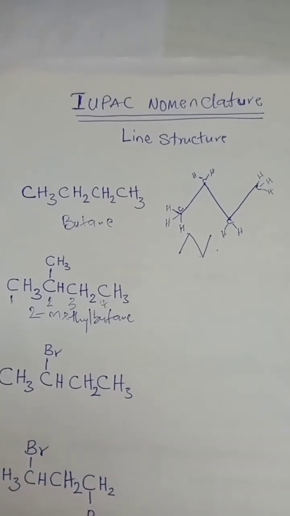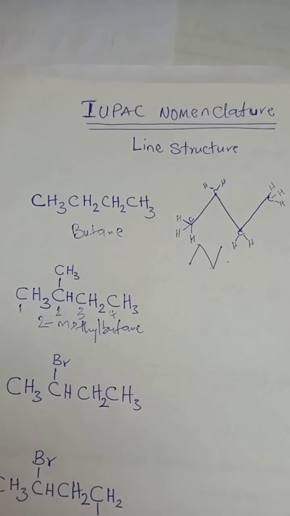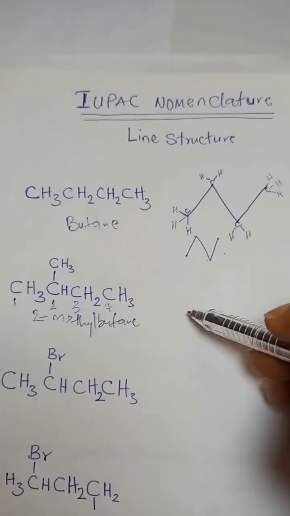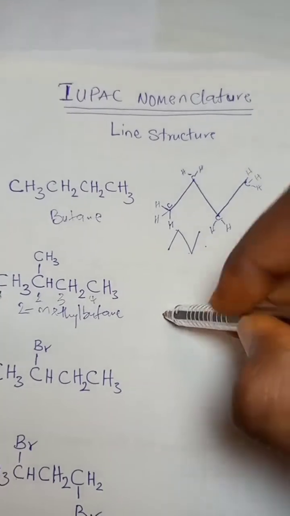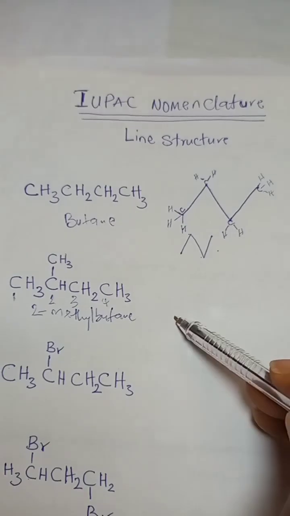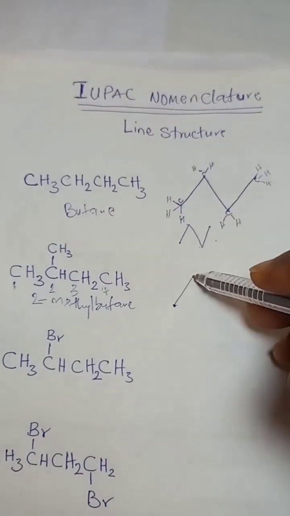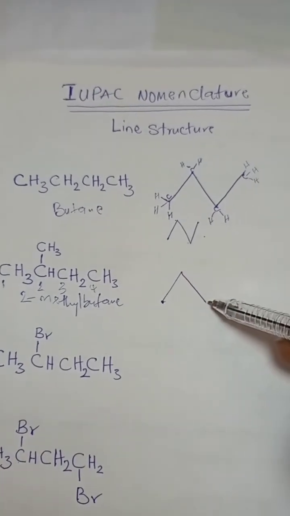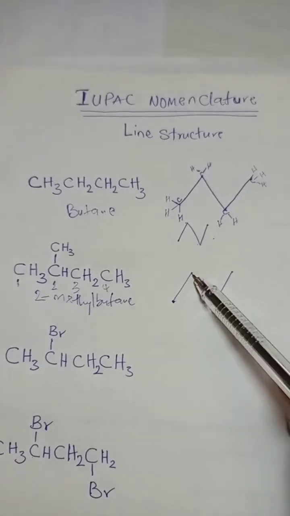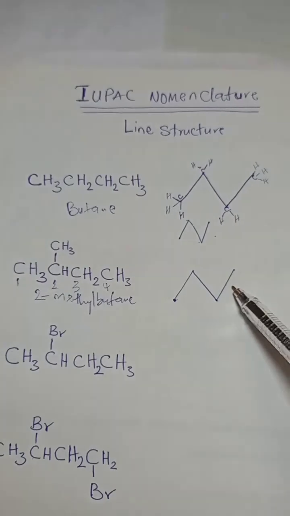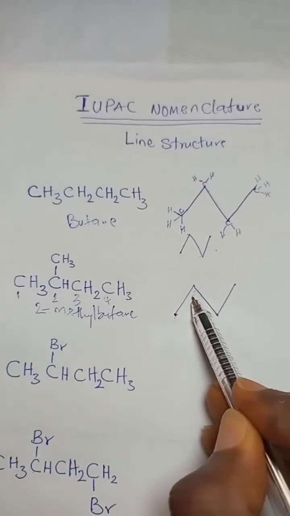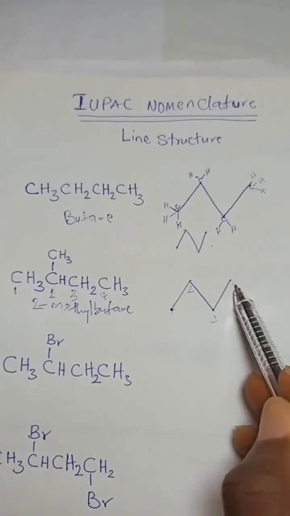The first thing to do is to draw the longest carbon chain. The longest carbon chain is 4. 1, 2, 3, 4. So we draw a 4 carbon chain. So the end of the line, okay, no attachment. This is 1 carbon, this another carbon, this another carbon. That is making 3 here, right? Then 4, this another carbon. So 1 carbon, 2 carbon, 3 carbon, 4 carbon. This is the butane. Then position 1, position 2, position 3, and position 4.